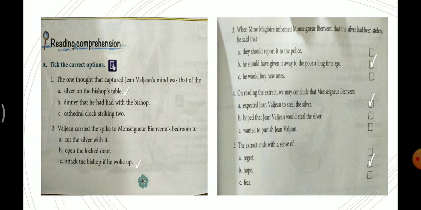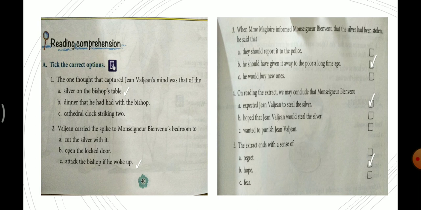Next page. When Madame Magloire informed Monseigneur Bienvenu that the silver had been stolen, he said that he should have given it away to the poor a long time ago. That is option B. Number 4. On reading the extract, we may conclude that Monseigneur Bienvenu expected Jean Valjean to steal the silver. Of course, he expected him to steal the silver. That's why he was very cautious and he knew who had stolen it.